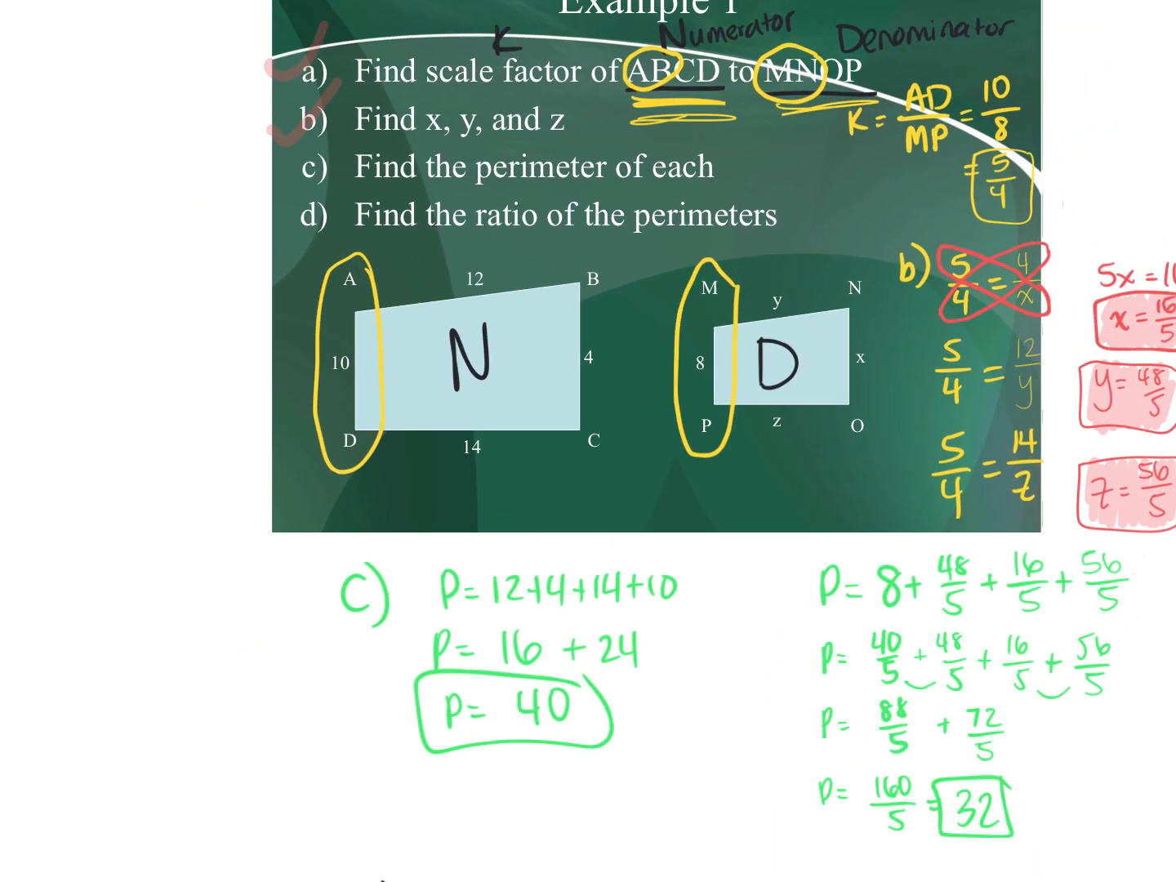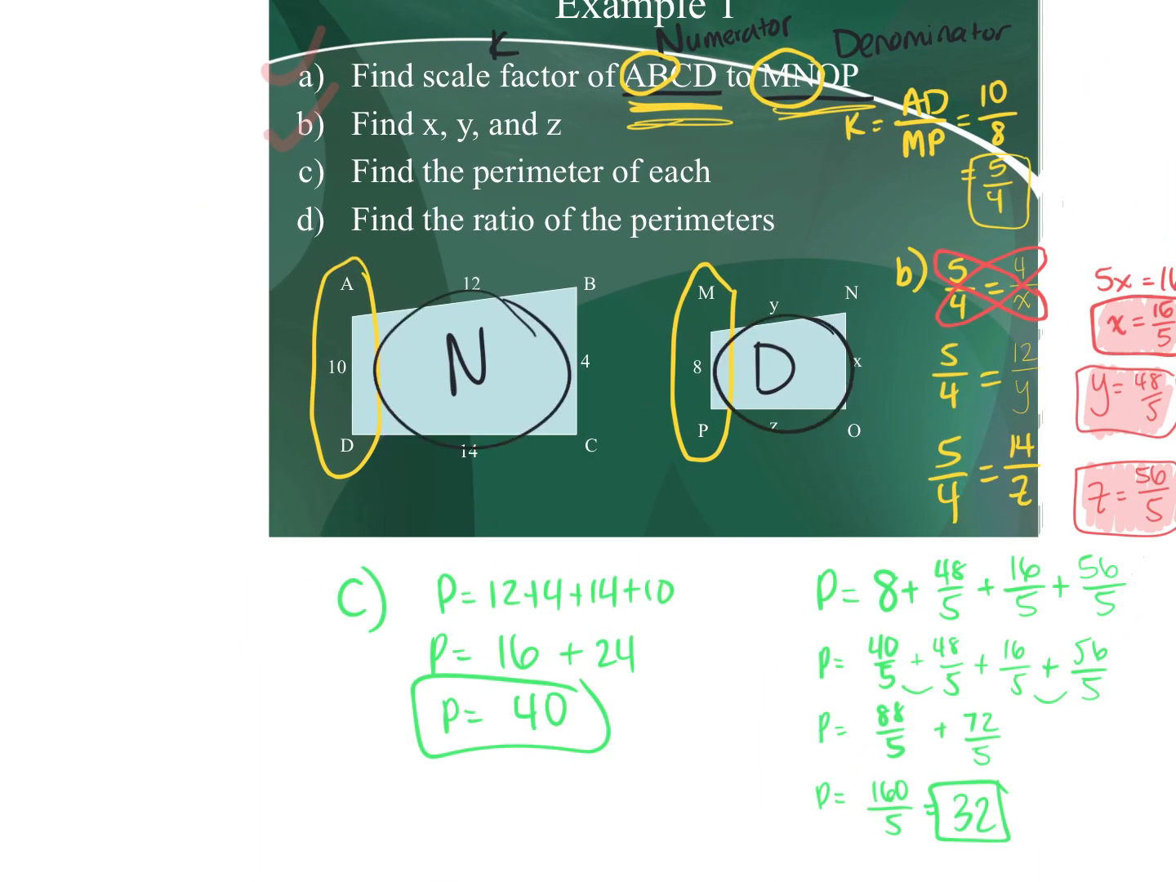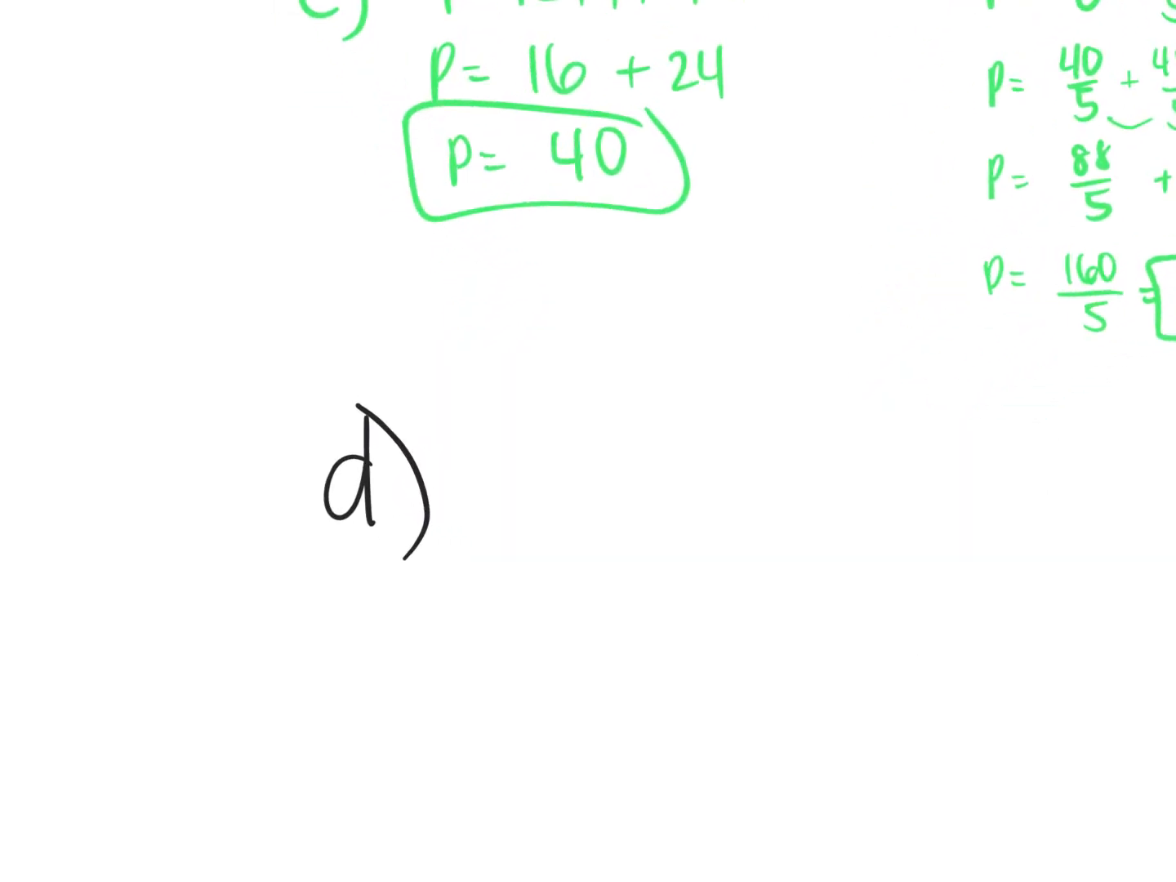Look back at your figure. Do you see how I put an n there? I put an n there for a reason. Anytime we set up a ratio, the numerator has to come from that figure. So that figure's perimeter was 40, right? So put 40 over 32 and simplify it.